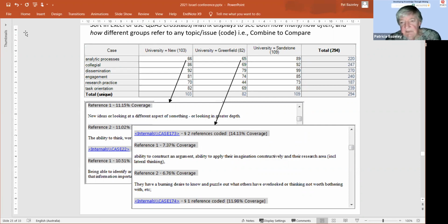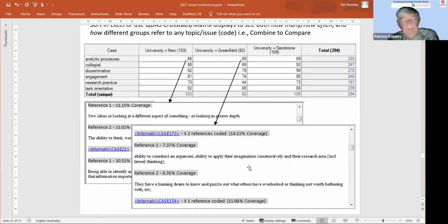How this works out in qual software is that the software will usually give you the frequencies, the variation in frequencies with which different groups talk about a particular topic, but it also gives you the actual text or qualitative data, so that you can compare how they talk about it. So you get both what they talk about, how often they talk about it, and how they talk about it.